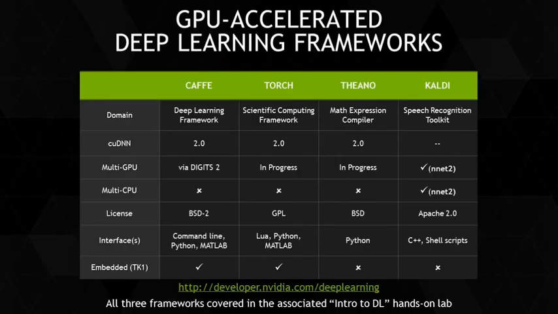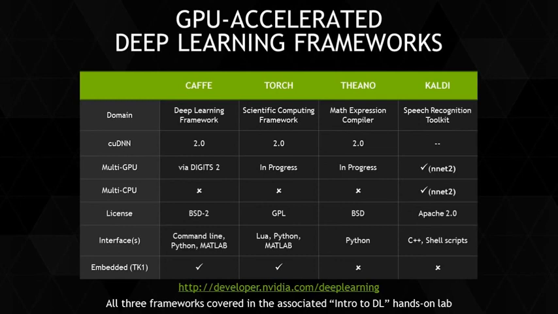So the three most popular frameworks today, in no particular order, are called Caffe, Torch, and Theano. They are more similar than they are dissimilar. They all allow you to define a neural network architecture, to manage data which will be used to train that network, to manage the actual training process, and then to deploy the network against new test data. The differences really are the interfaces that they provide you.